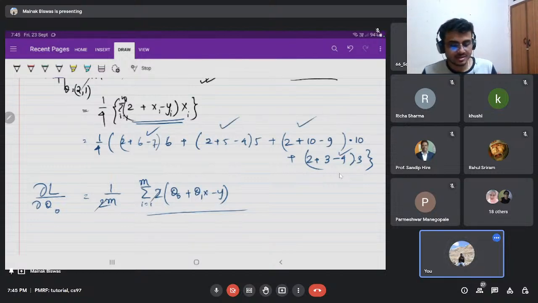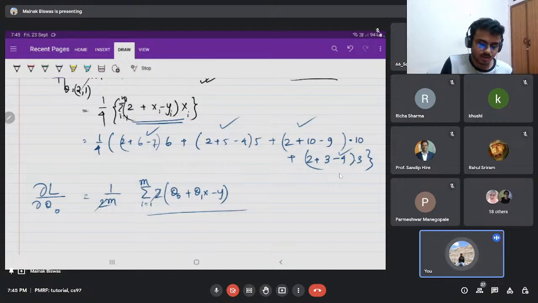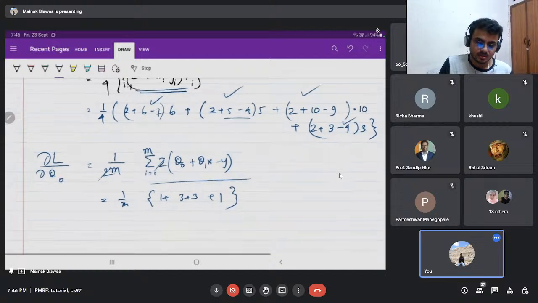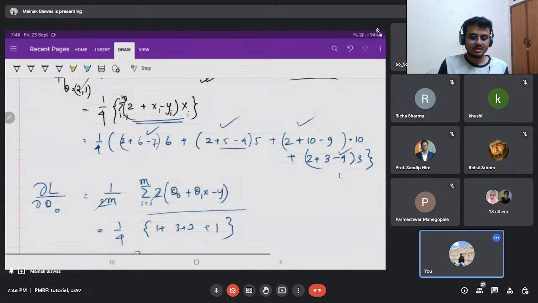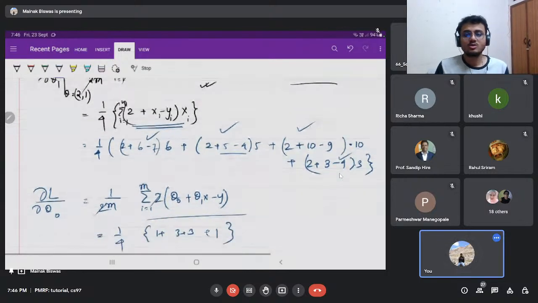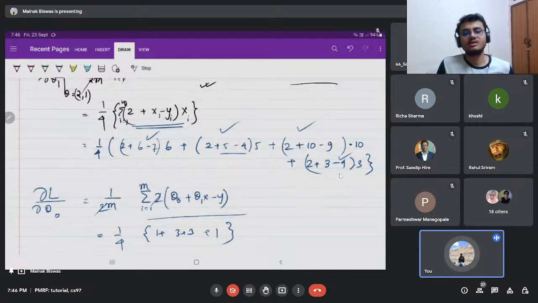That's it, this is easier to calculate. It's 1 plus 1 plus 3 plus 3 plus 1, that is 6, 8, 2. Is that okay? This is how you calculate the derivative at a particular point. You can do this for any number of points. You may be told to find the derivative at a particular point for a given data set.